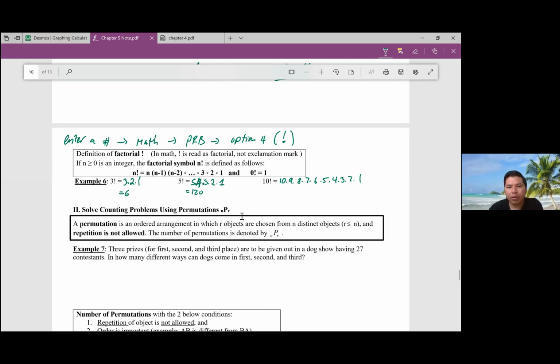So when you have a small number, it's easy to do by hand, but when you have a big number, it's better to use the calculator.